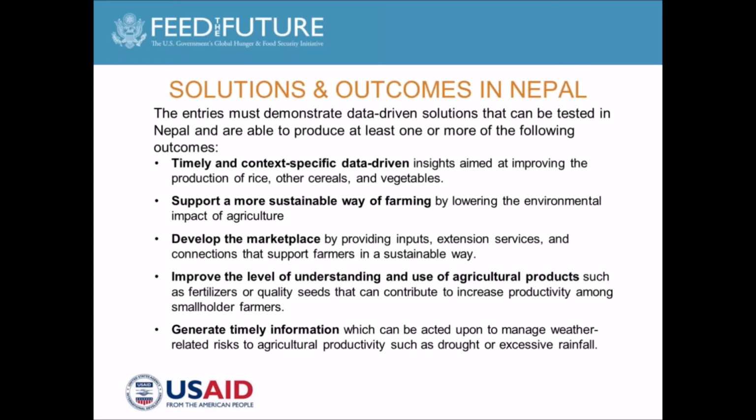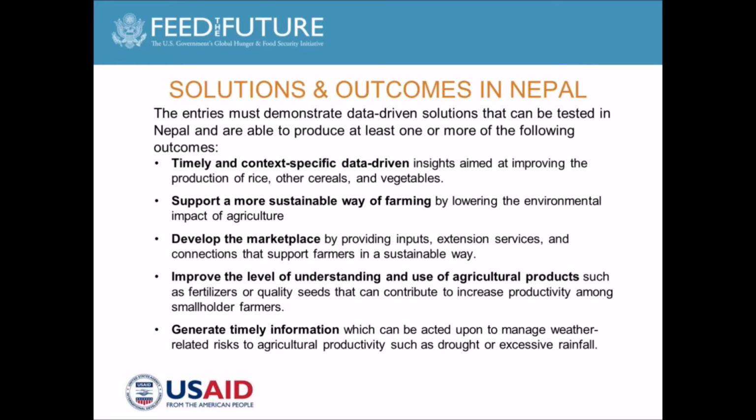So based on all those needs that we heard, what we are asking NTRIS is to demonstrate data-driven solutions that can be tested in Nepal and are able to produce at least one or more of the following outcomes. Family and context-specific data-driven insight aimed at improving the production of rice, other cereals and vegetables in Nepal. Support a more sustainable way of farming by lowering the environmental impact of agriculture. Develop the marketplace by providing inputs, extension services, and connections that support farmers in a sustainable way.